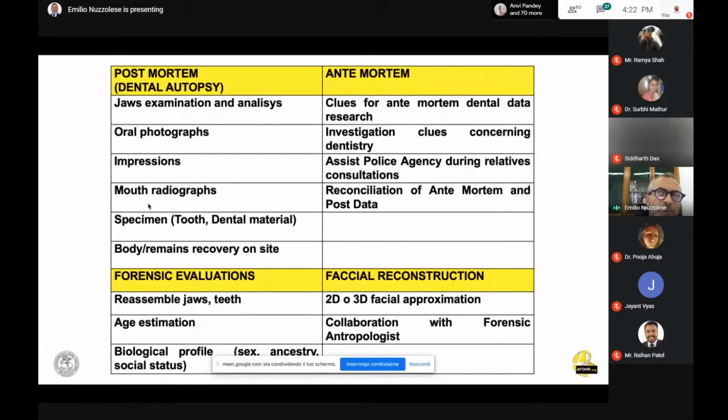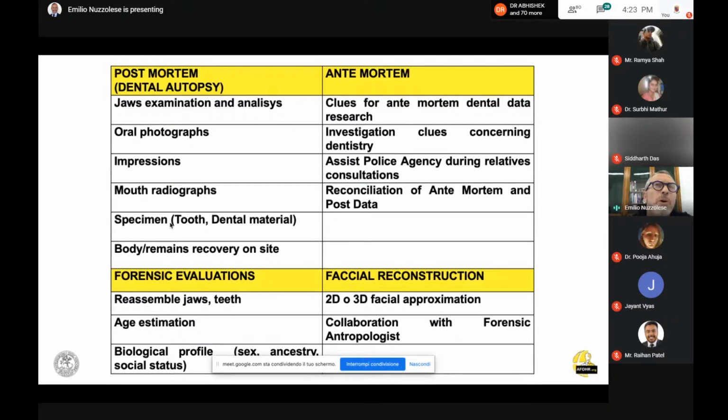I don't have the time today, but on future occasions, if we have the chance to meet at other conferences or lectures, we'll be happy to show you a case where we identified a person who was totally edentulous, and who was identified thanks to the dental autopsy, together with a colleague, Dr. Mario Torreggianti.